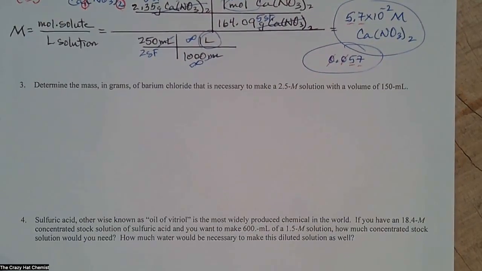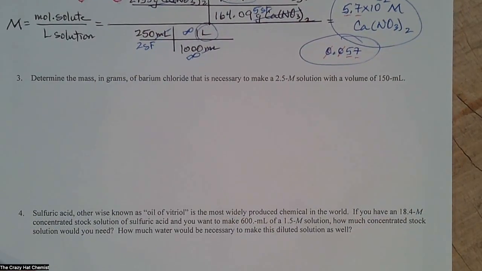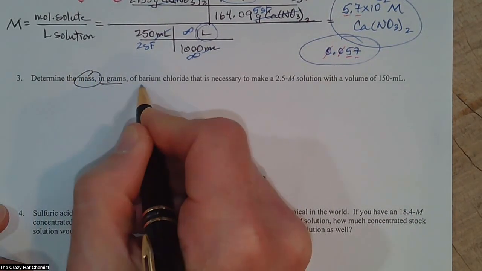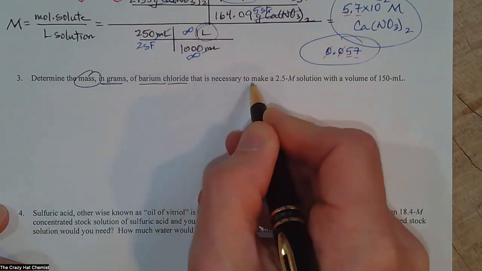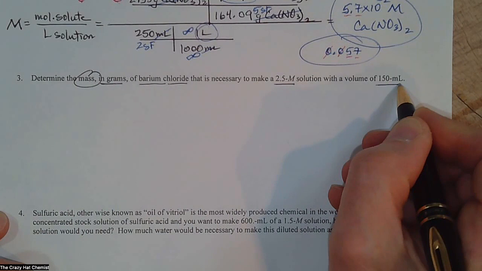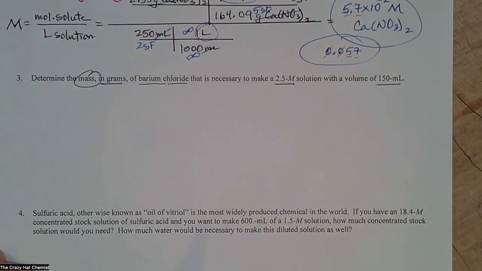So I'm going to slide this on up and we'll do problem number 3. Okay, problem number 3 says determine the mass in grams of barium chloride that is necessary to make a 2.5 molar solution with a volume of 150 milliliters.